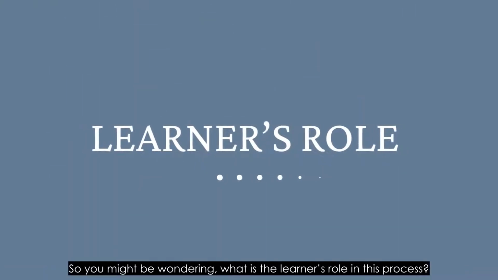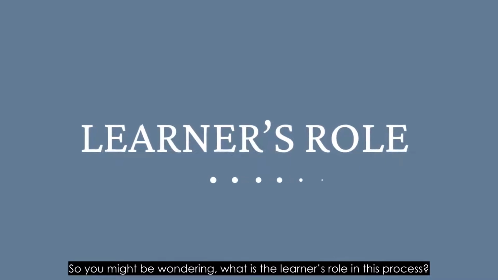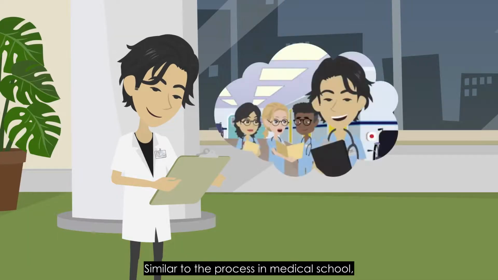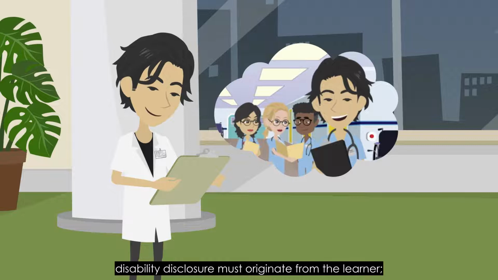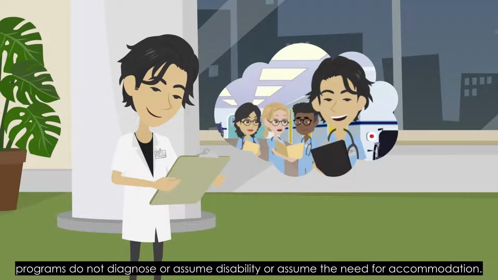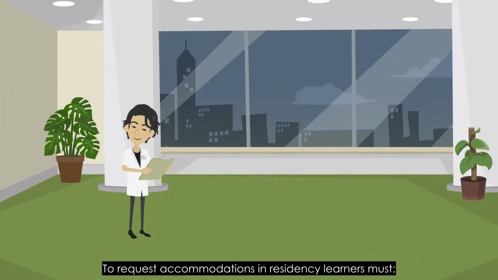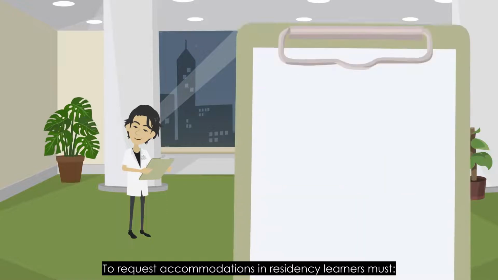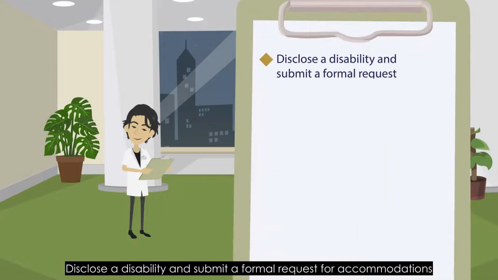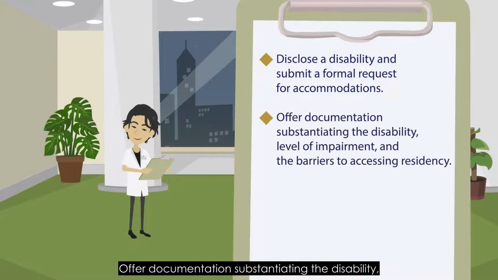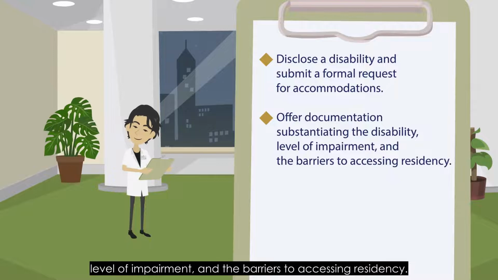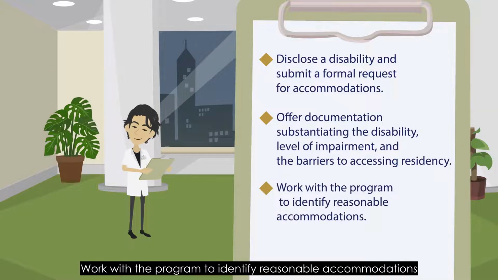So you might be wondering, what is the learner's role in this process? Similar to the process in medical school, disability disclosure must originate from the learner. Programs do not diagnose or assume disability or assume the need for accommodation. To request accommodations in residency, learners must disclose a disability and submit a formal request for accommodations, offer documentation substantiating the disability, level of impairment, and the barriers to accessing residency. Finally, the learners must work with the program to identify reasonable accommodations.